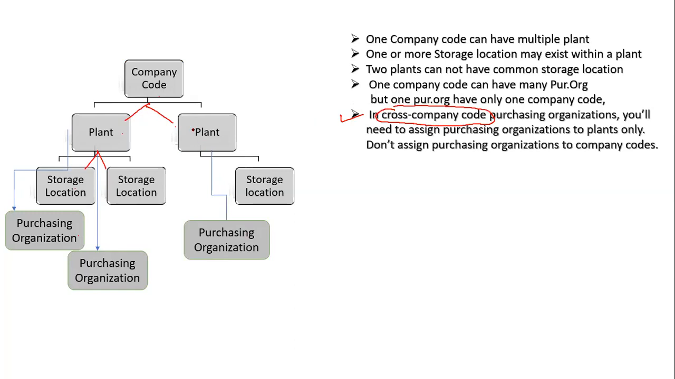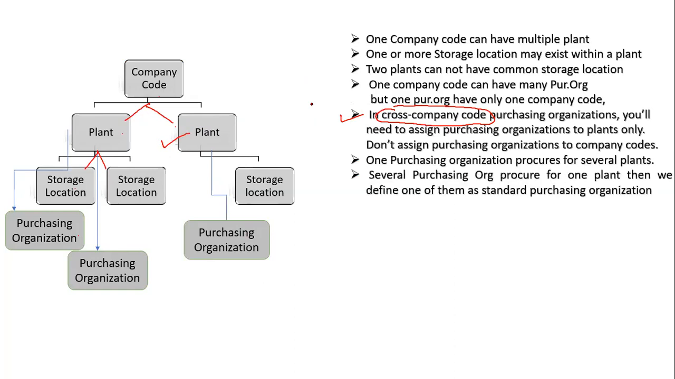As we have different plants under different company codes, that time we assign the purchasing organization only to the plant. One purchasing organization is responsible for several plants, and if several purchasing organizations serve one plant, then we define one of them as the standard purchasing organization.